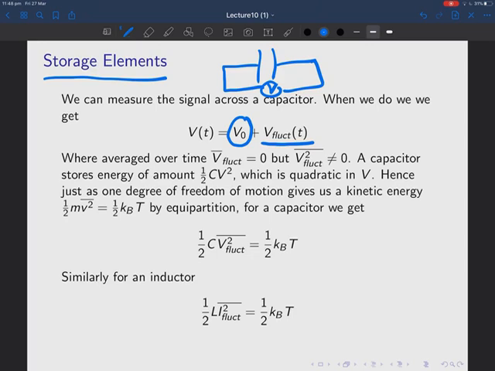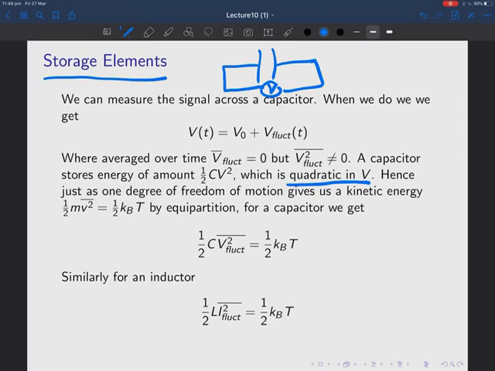Averaged over time, we expect the fluctuation to be zero. That, in fact, is somehow the definition of what the fluctuation signal is. But the square of the fluctuation, on average, will not be zero. Okay. Now, how do we calculate what the square of the voltage fluctuation will be? Well, a capacitor stores energy of a half CV squared, where V is the voltage across the capacitor. And that is quadratic in V.